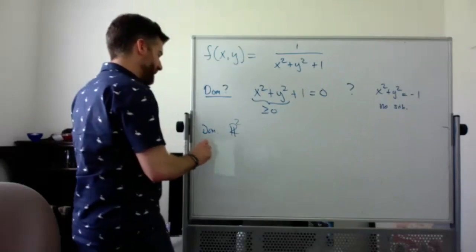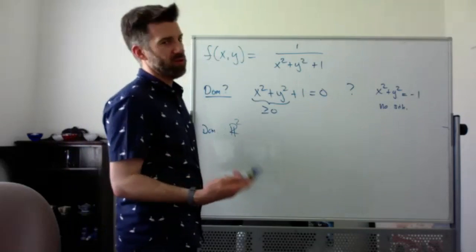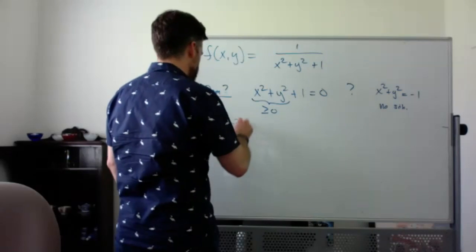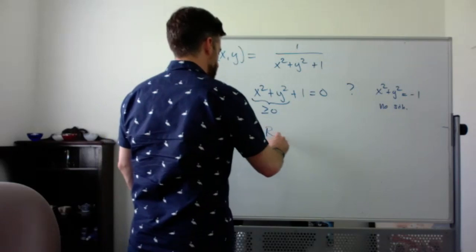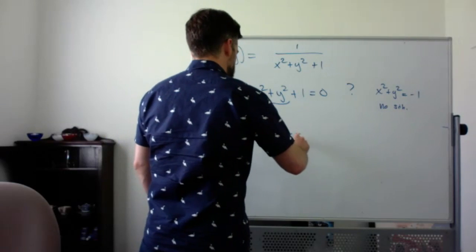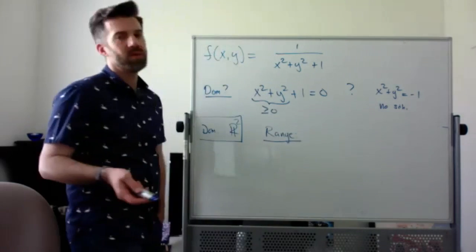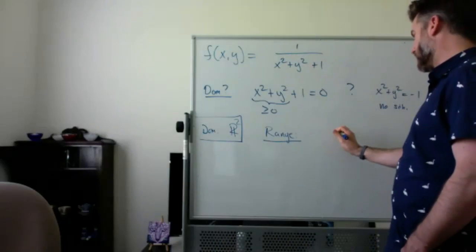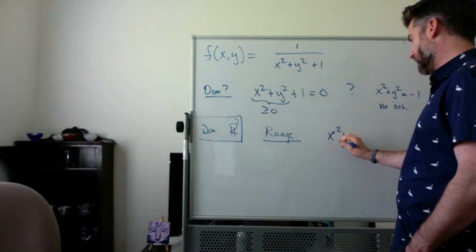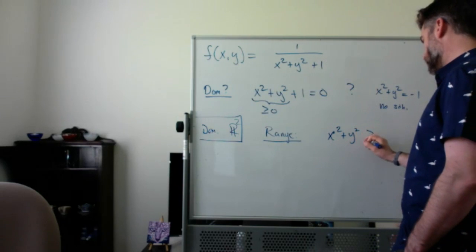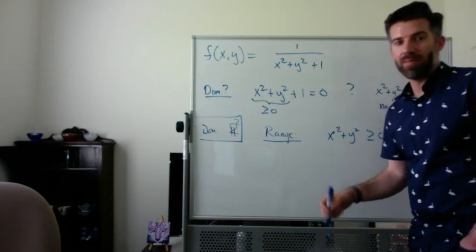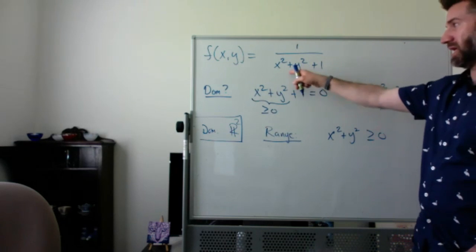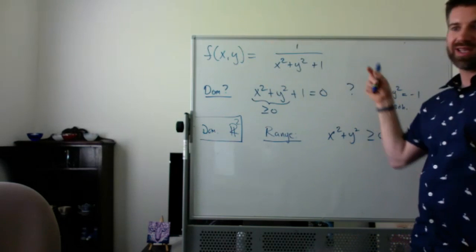Okay, so how about the range? The range is usually the harder part of these problems. Not always, but often. So the range is where you really have to think about modifying this. Here's what I'm going to do. I'm going to take x squared plus y squared and say it's bigger than or equal to 0, and then I'm going to mess with it until it looks like this function here, just like I did in the previous one.